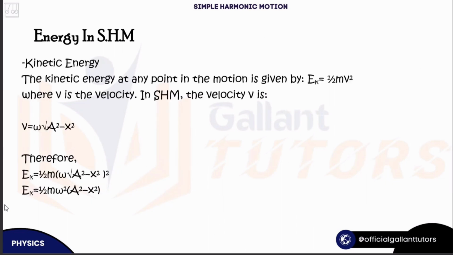Now the second one is the kinetic energy. What do you understand by kinetic energy? This is simple. It doesn't change from what we know from normal energy. So the kinetic energy at any point in time in a simple harmonic motion is equal to half m v squared. The reason why this formula is still valid is that we talk about velocity here. We are also talking about the mass of the object, the mass of the small bulb.